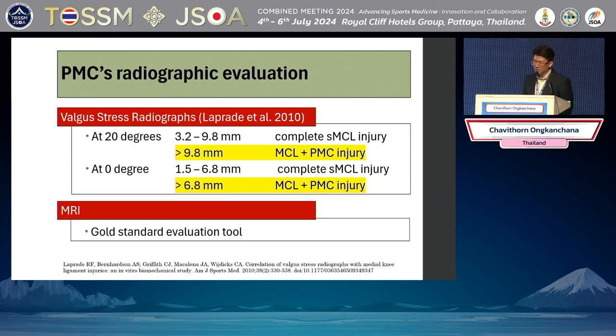However, up to this day, the MRI is still the gold standard for diagnosis, due to the detail of the expansion and the location of the injury that can be assessed via MRI.